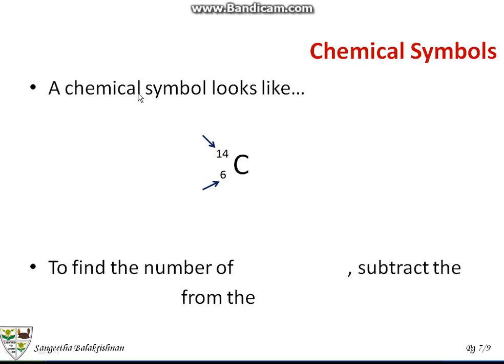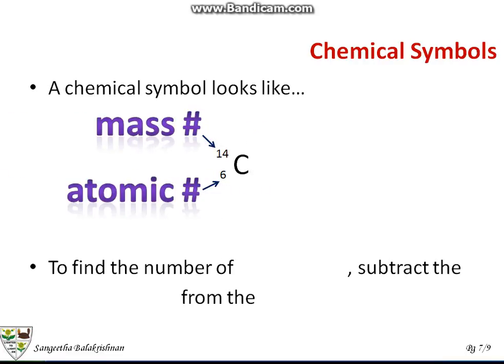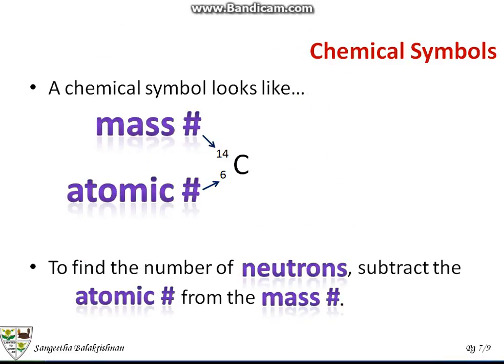Right. So this is the symbol of an element, carbon 6, 14. 6 here is the atomic number, 14 here is the mass number, and if you want to find out the number of neutrons in any element, you just subtract the atomic number from the mass number. So if you want to find out the number of neutrons in carbon 6, 14, you subtract 6 from 14, you end up with 8, and then you say the number of neutrons in carbon 6, 14 is equal to 8.